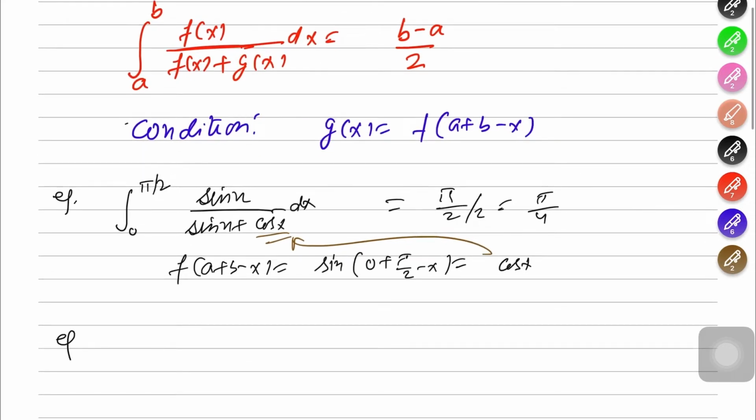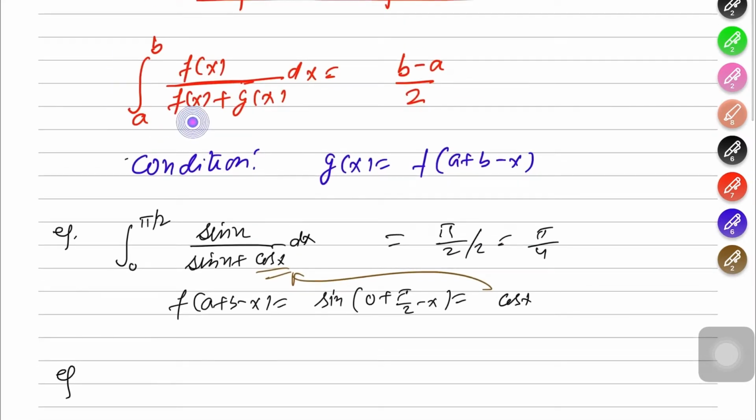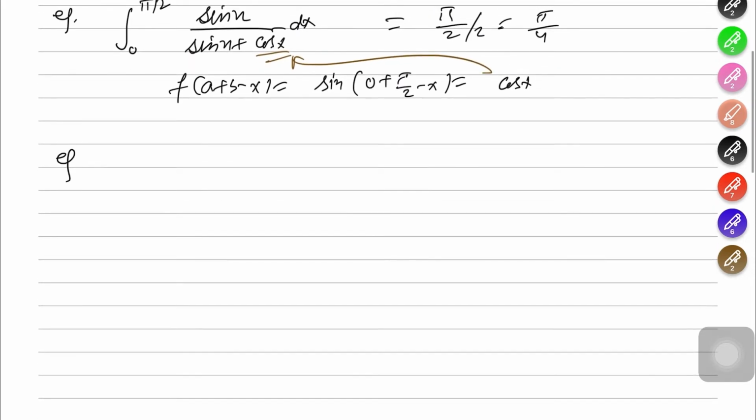Let's take one more example. You should know that the numerator has only f(x), the denominator has f(x) plus g(x), and one of the functions is the same as the numerator, the other is different, but the condition is that this different function, that is g(x), should be such that it equals f(a plus b minus x). If this happens, then we can directly write the answer as (b minus a) by 2. Okay, let's take one more example.